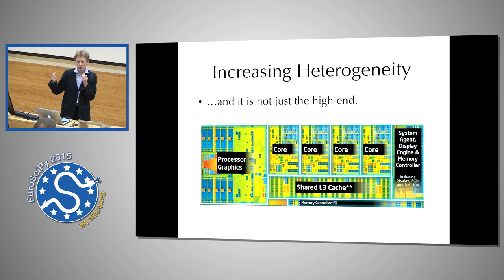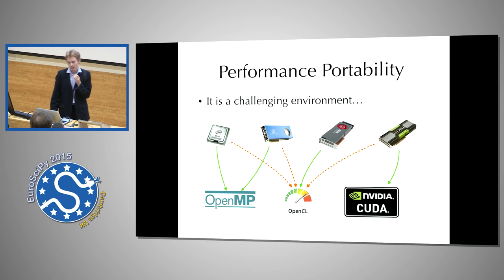In other words, if your code can only run on the CPU cores, even if it's fully multi-threaded and fully vectorized, you're still chucking away a lot of the capabilities that exist on the chip itself, even if you're just running on a desktop. In other words, heterogeneity really is ubiquitous at both the high end and the low end. But there's a problem, and that's called performance portability.